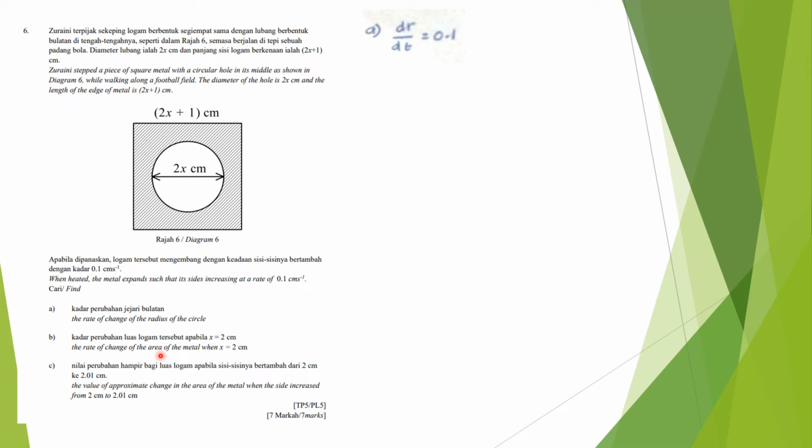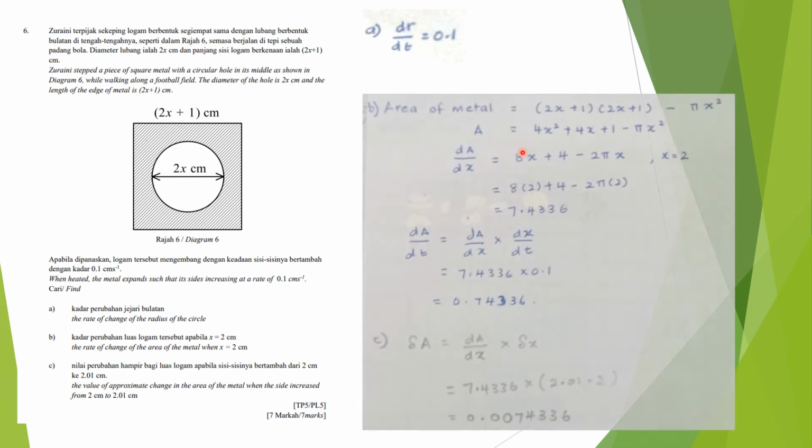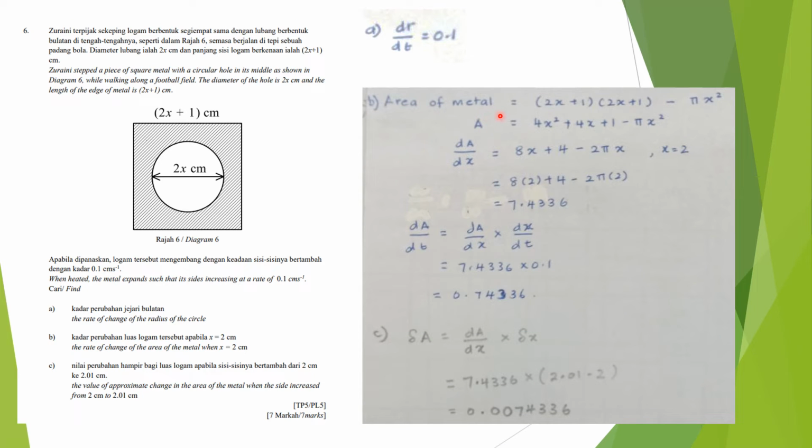Next, for part B, they ask the rate of change of the area. That means dA over dt of the metal when x equals to 2. So how to find dA over dt? First we find the area of the metal. How to find the area of the metal? We take the area of the square minus the area of the circle, because you got a hole, the circle is the hole, that is not metal. So square length times width, 2x plus 1 times with 2x plus 1.